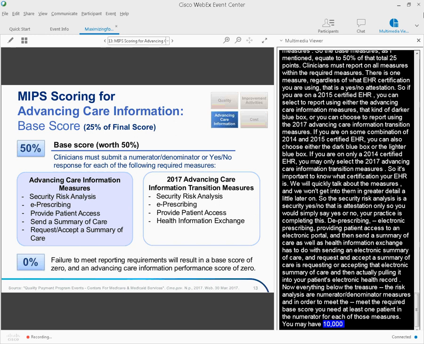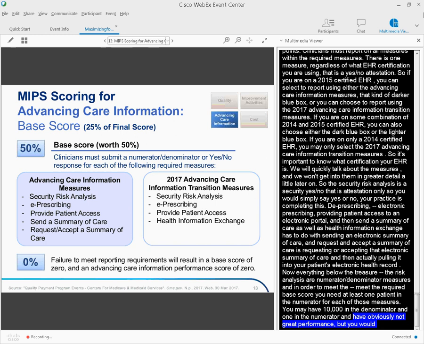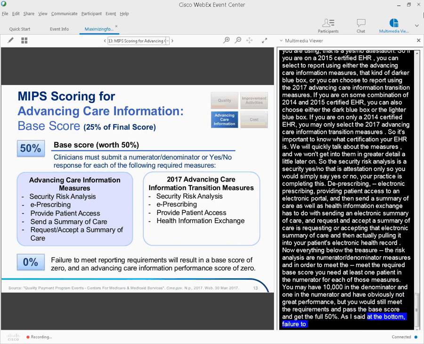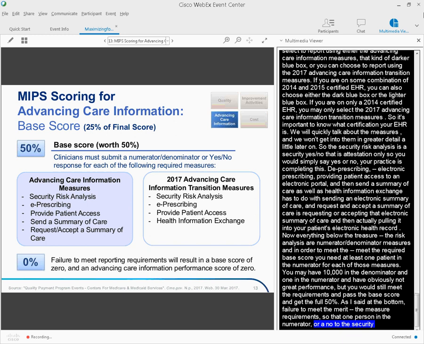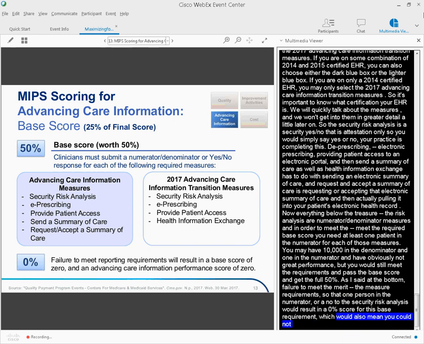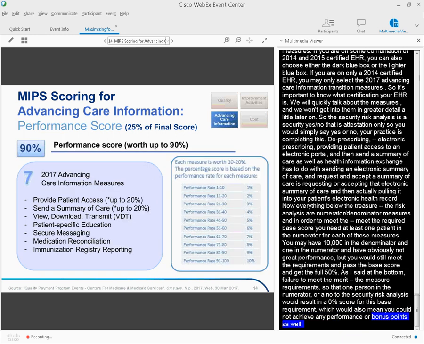As it says at the bottom, failure to meet those measure requirements, so that 1 patient in the numerator or a no to the security risk analysis, would result in a 0% score for this base requirement, which would also mean you could not achieve any performance or bonus points as well. So you would get a full 0 for the final score on the advancing care information category.